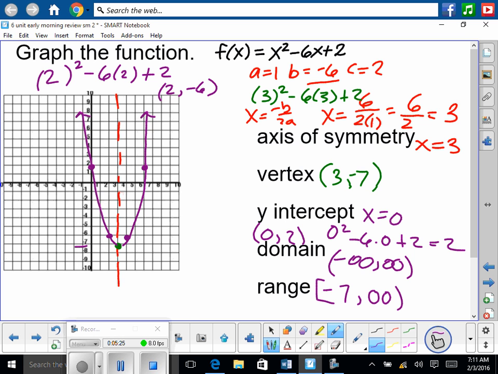Okay. So your second problem on the test will be graphing, and you have to follow these steps and write them correctly. So your axis of symmetry will be written as x is equal to 3. Your vertex will be written like this. Your y-intercept like this, and so on.